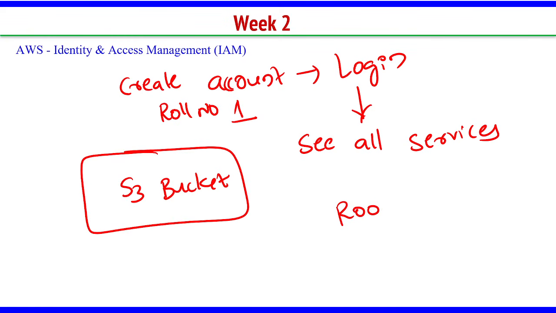Can roll number 5 access this S3 bucket? Let's say roll number 1 has loaded an employee.xml file or CSV file. Can roll number 5 access this or not? So those kinds of privileges.